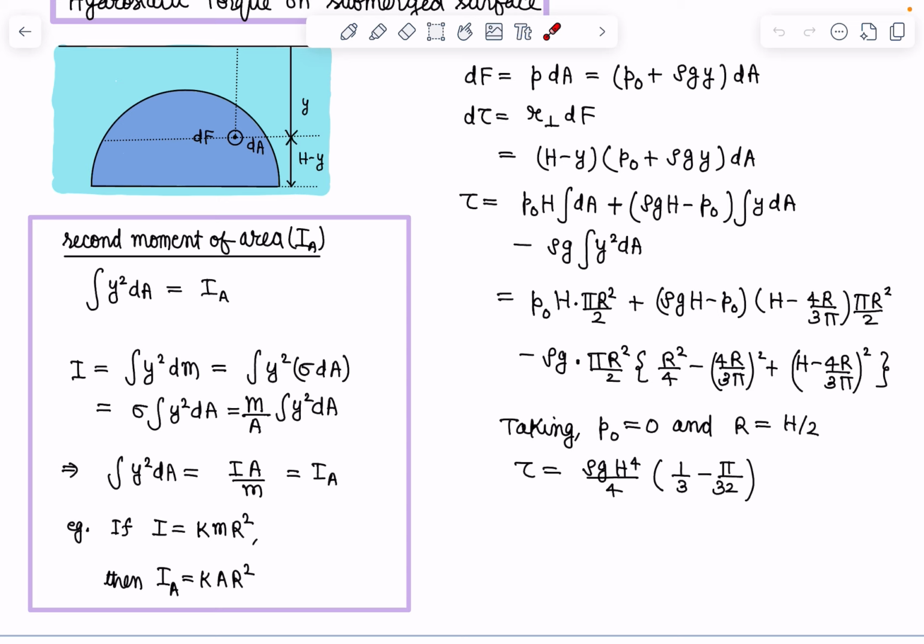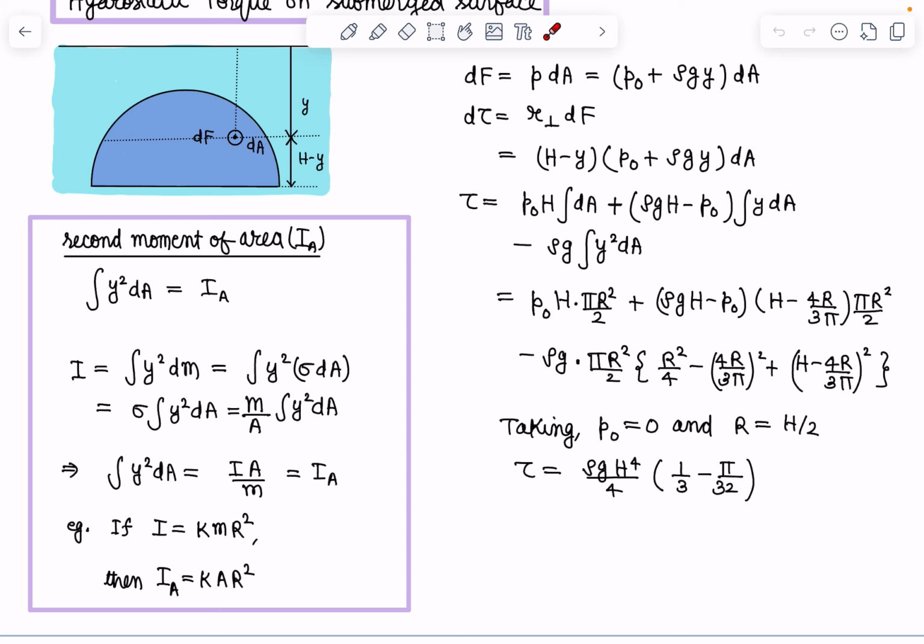And now when we rearrange, because we are interested in this term, the integral of y square dA, which is nothing but the second moment of area, that can be rearranged to write it as I by m. So the second moment of area, that is I_A, is equal to A times I by m, I being the moment of inertia of the planar lamina. Now, what does this expression tell us? I have divided this moment of inertia term by the mass of the body and multiplied it with the area of the body. So what will it do?